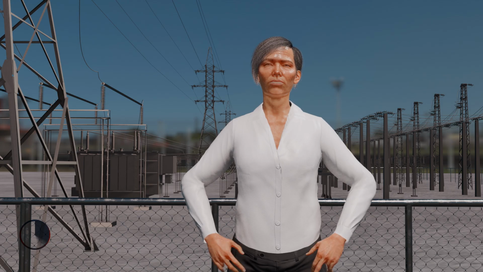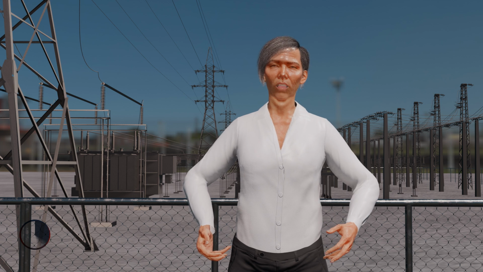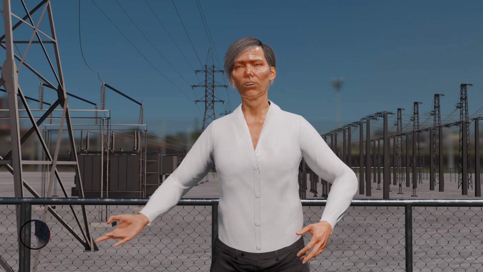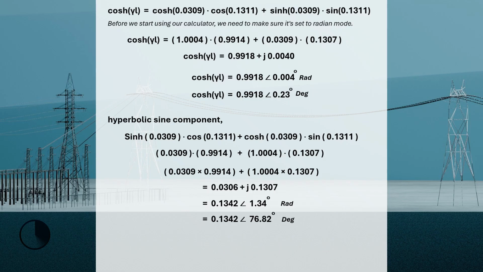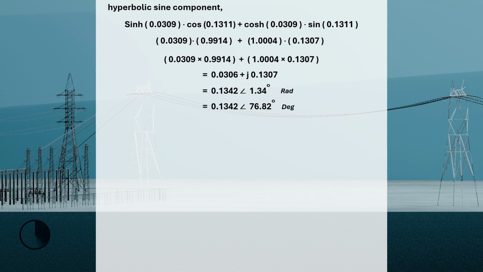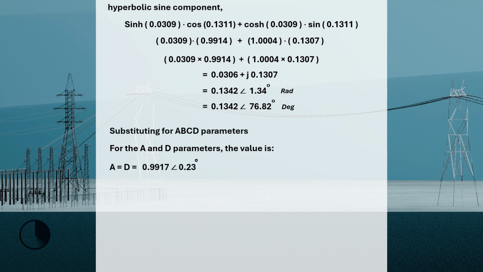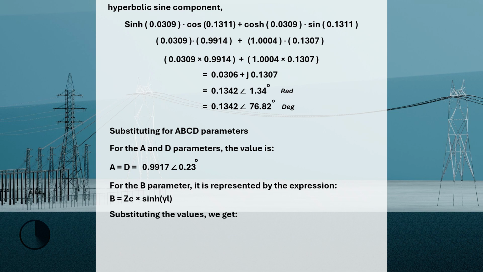Now that we have determined the hyperbolic values for both cosine and sine, we can proceed to substitute them into the ABCD parameters. For the A and D parameters, the value is 0.9917 at an angle of 0.23 degrees. However, this does not apply to the B and C parameters. For the B parameter, it is represented by the impedance times sinh gamma L. Substituting the values, we get the following expression.